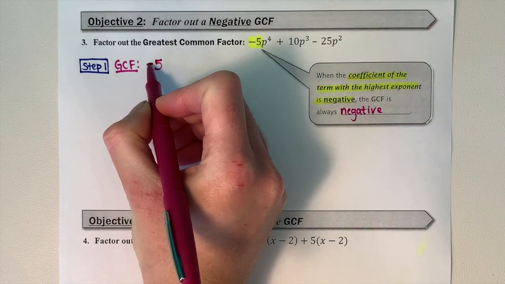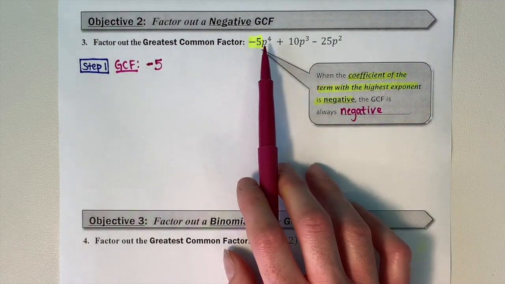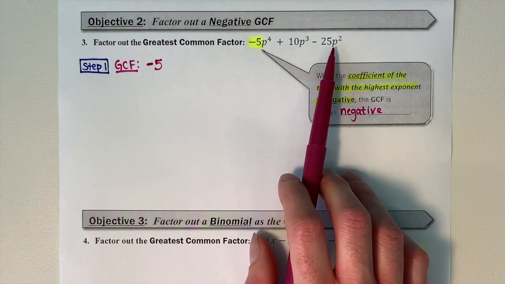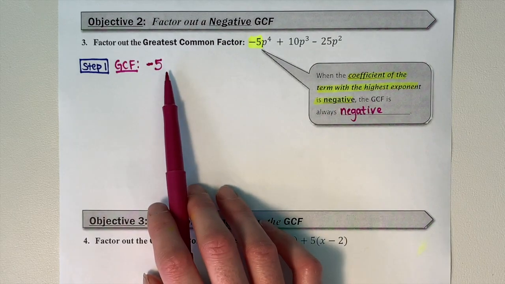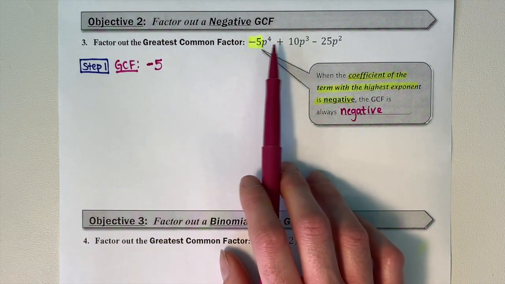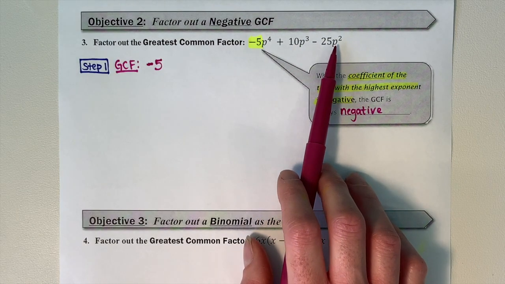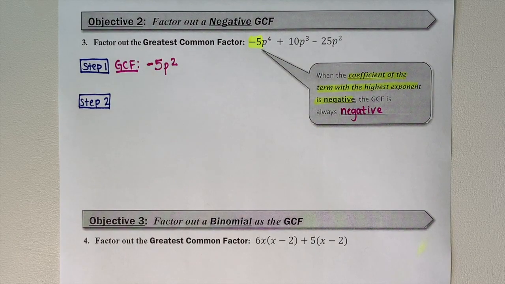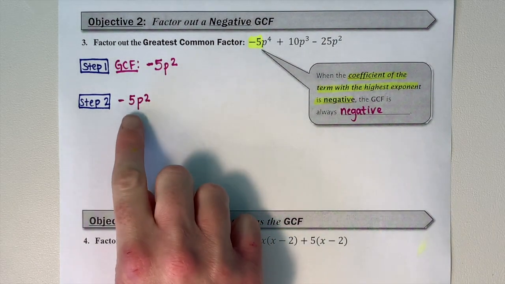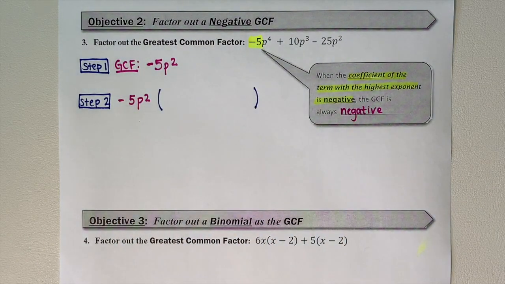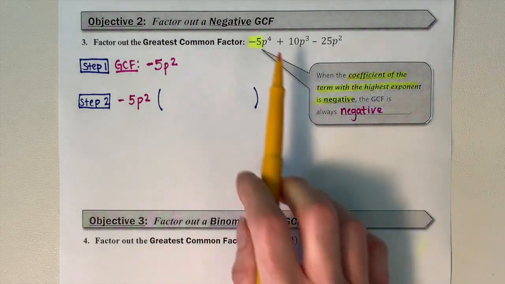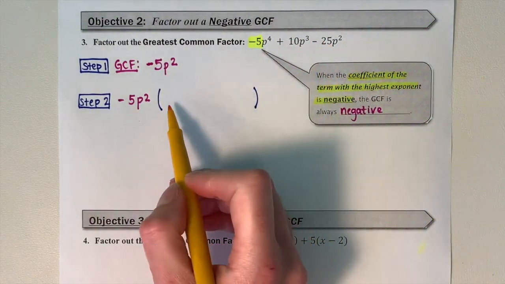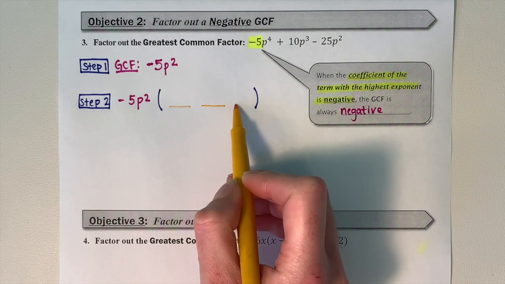But since the coefficient of the term with the highest exponent is negative, that means our GCF must be negative. Now, I also notice that each term here has a p, so that means we have to put a p in our GCF. And for the greatest common factor, we always pick the variable with the lowest exponent, so that would be p squared. Now for step 2, we're going to factor out the GCF. So I've started by writing the GCF, then we're going to draw our parentheses, and since our original problem had 3 terms, we'll put 3 spaces inside the parentheses.